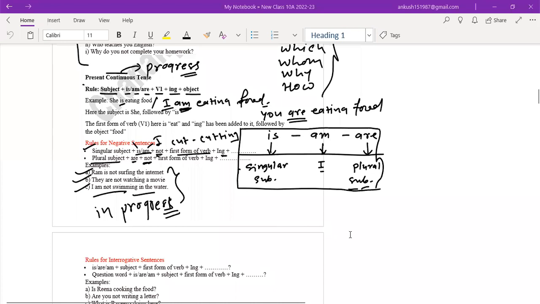Let me share my screen with you, the last screen that I had shared with you. Okay, can you see the screen there? Yes, sir.